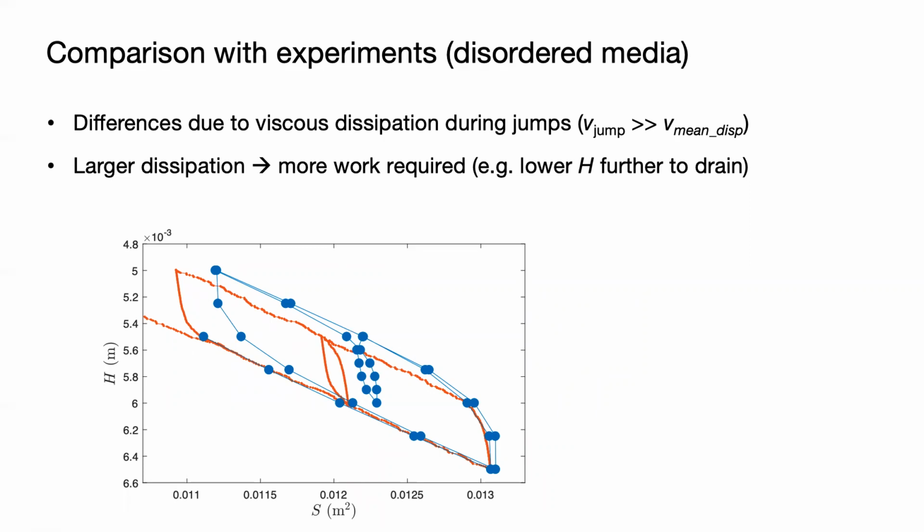And why is that? This is because viscous dissipation, as you would expect, is important because of the jumps. So even though we are doing this quasi-statically, in a jump, the velocity of the interface can be a few orders of magnitude faster than the mean displacement velocity, which is very slow. And you have an additional dissipation mechanism, if you wish, that is not included in the model that I used to generate the red curve in the simulations. And this means that you'll have in the experiments excess dissipation requiring a larger amount of work, for example.